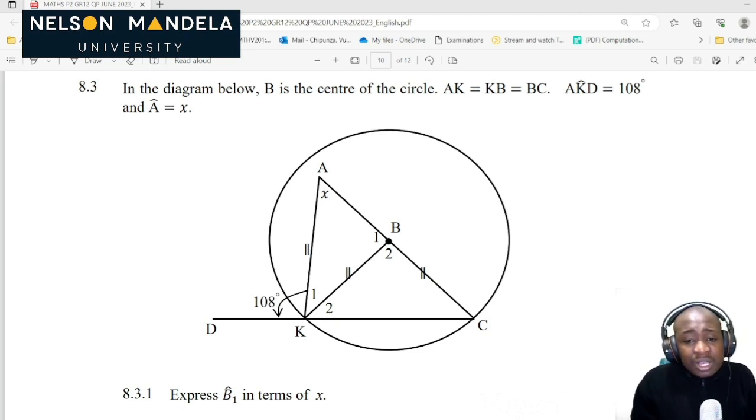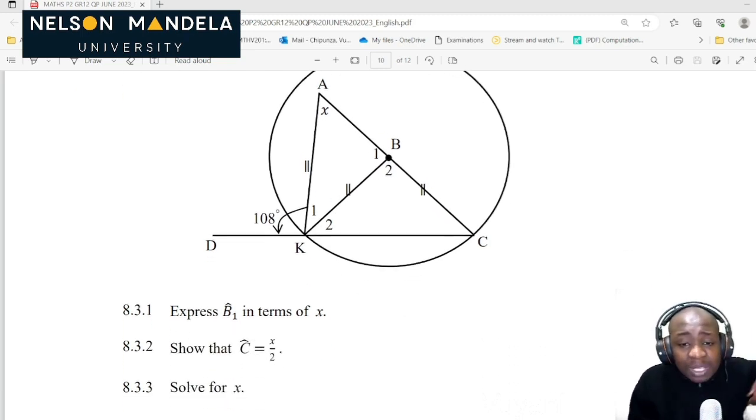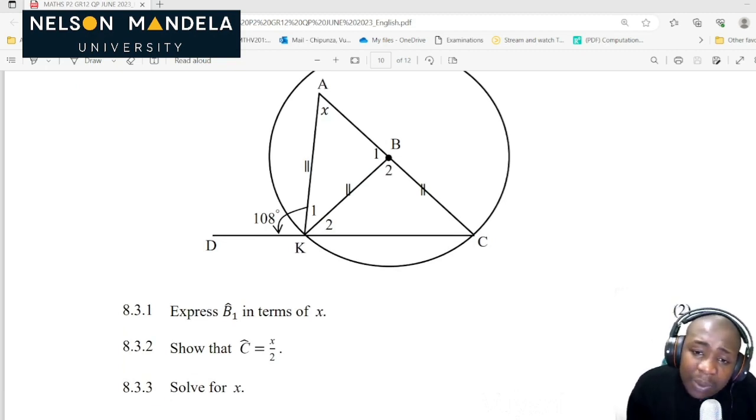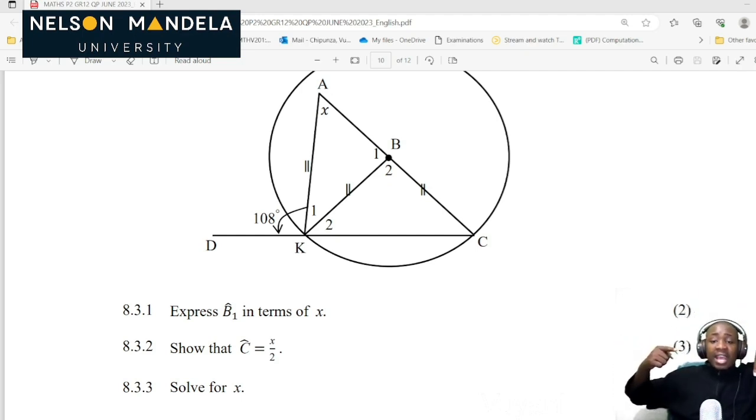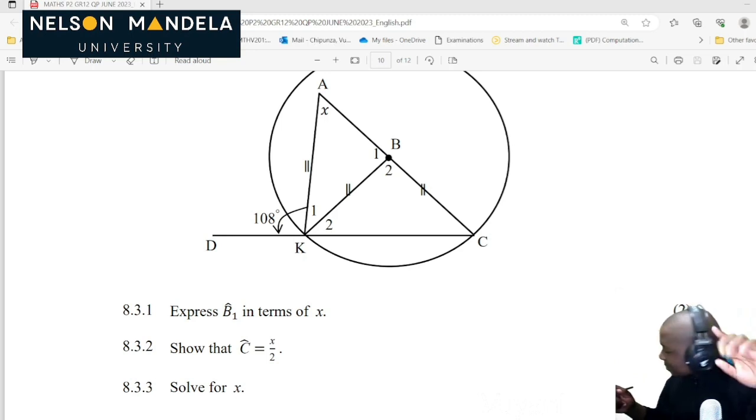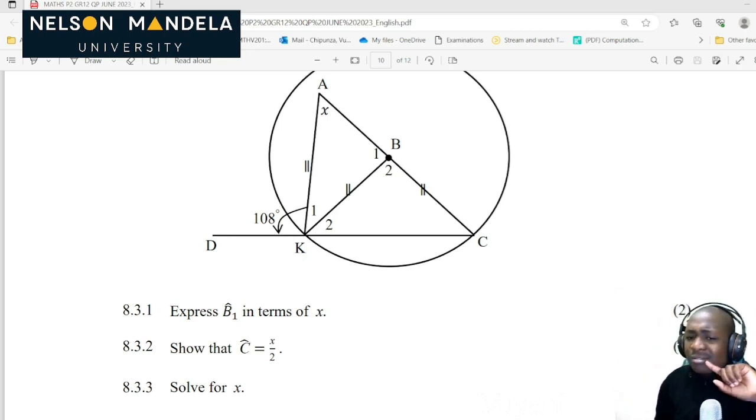Whew. So what do they want? Express B1 in terms of X. Where is B1? There is B1. They want us to express it in terms of X. Do you see that we have a triangle ABK there? If we say B1 plus angle A, which is X, is equal to 180 degrees, then we say exterior angle of a triangle. That's the answer.